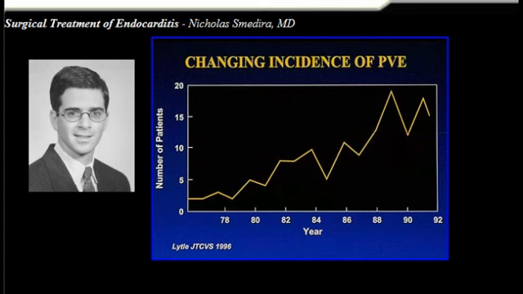And this is the number of patients undergoing operations at the Cleveland Clinic in the article published by Bruce Lytle in 1996. And you can see a steady increase up through 92 in patients requiring intervention for prosthetic valve endocarditis. So we're seeing more and more of these patients over the past few years.